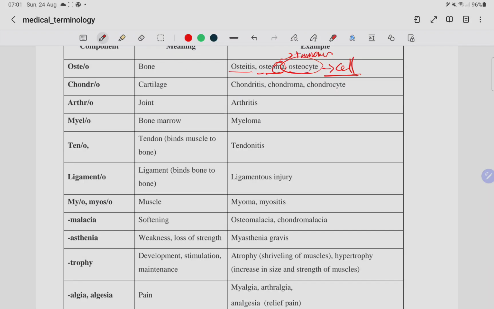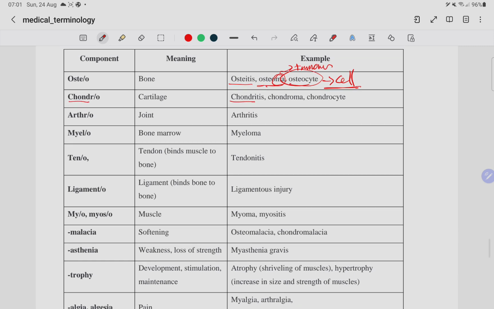Okay, let's talk about chondro. Chondro means cartilage. So when I say chondritis, there is inflammation of the cartilage. Chondroma, oma means tumor, so this is a tumor in the cartilage. Cyte means cell, so chondrocyte is the cell that is found in the cartilage.